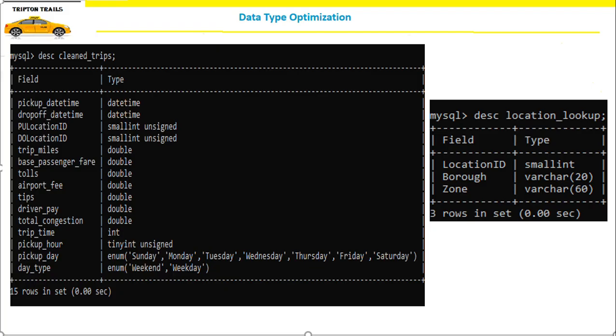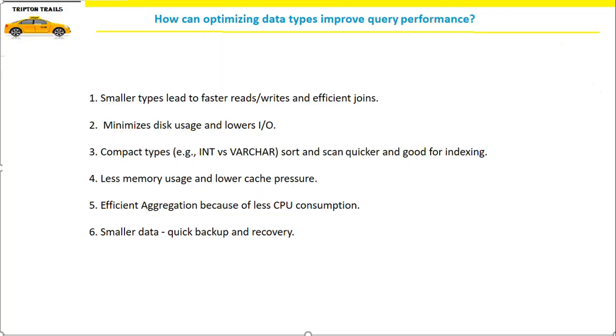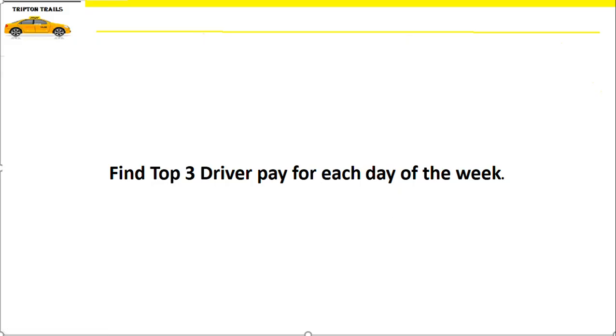So why are we concerned about the data types? Because smaller types lead to faster reads and writes and efficient joins. It minimizes disk usage, helps in scanning quickly, and is good for indexing. It is also efficient for aggregations and quick for backup and recovery. Next, we'll go through the analytical questions we are trying to answer one by one.